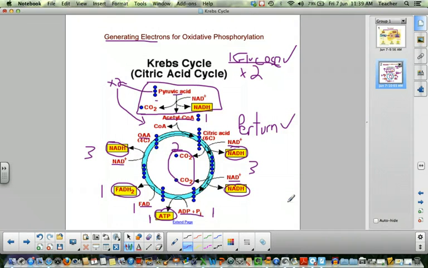Okay? And that in a nutshell, folks, is what you need to know about the Krebs cycle. Remember, though, the most important part of this whole process is your generation of these electron carrier molecules, which are going to go on to oxidative phosphorylation. We're not trying to make ATP here, although we do get a couple, which is awesome. That's not the purpose of this cycle. It's to generate these electrons that are going to be used later on in oxidative phosphorylation.